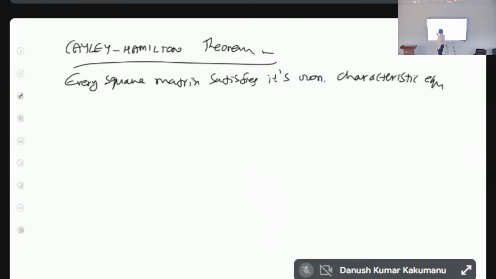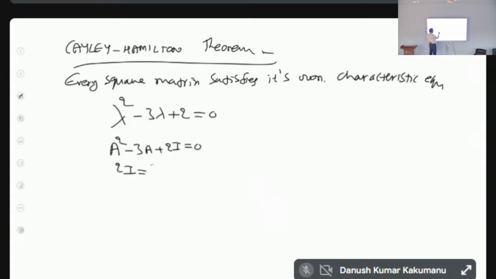If you take the example characteristic equation lambda square minus 3 lambda plus 2 equal to 0. As per Cayley Hamilton theorem, what happens here? You can replace lambda with A. A square minus 3A plus 2I is equal to 0. From this you can write 2I is equal to 3A minus A square.